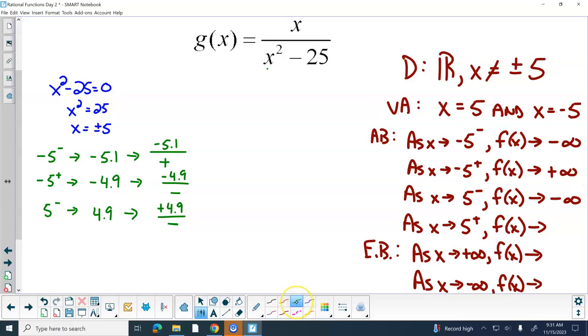If I go right side of +5, that'd be like positive 5.1. Now I have positive 5.1 divided by a number bigger than 25 minus 25 is going to be positive. So then that becomes positive.